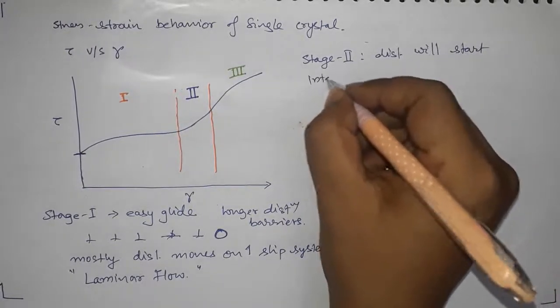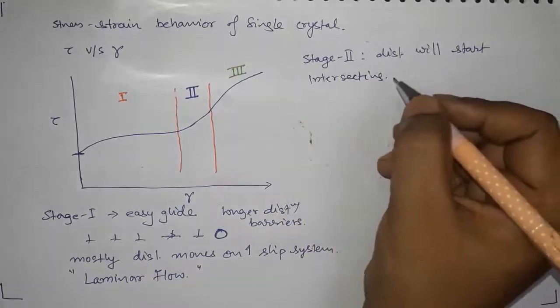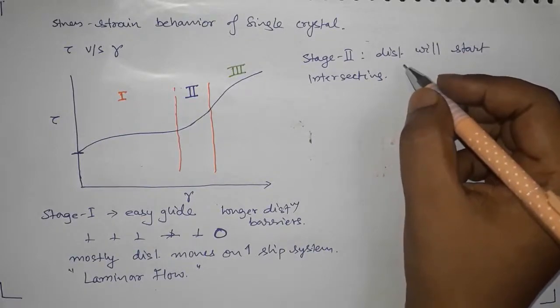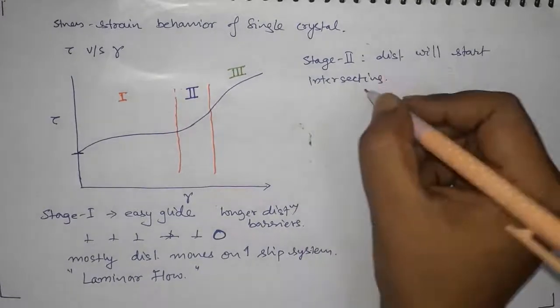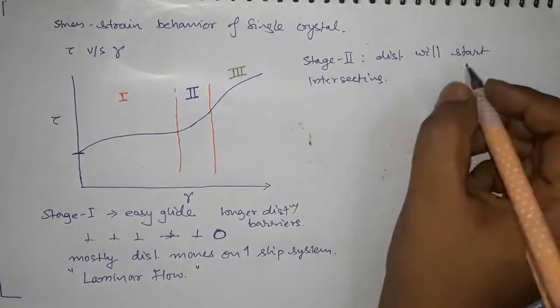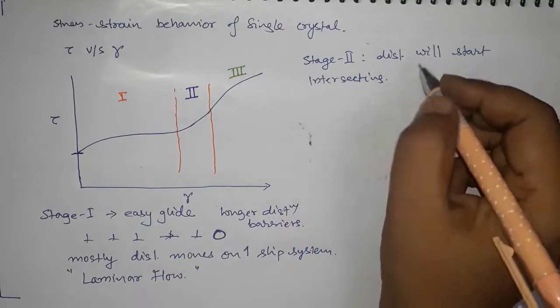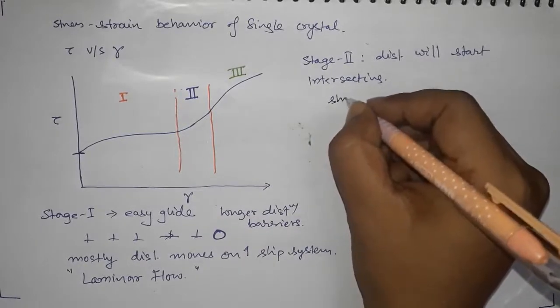And once they start intersecting each other, they will be creating blockage, like Lomer-Cottrell barriers, like jogs which cannot move. That's how the dislocation will be blocked, and you will need more stress to break them, to make them flow, and therefore strain hardening will occur. This is a shorter distance phenomena.